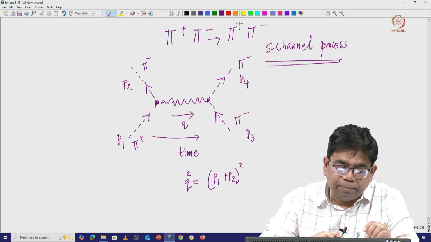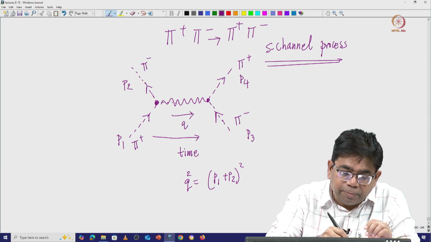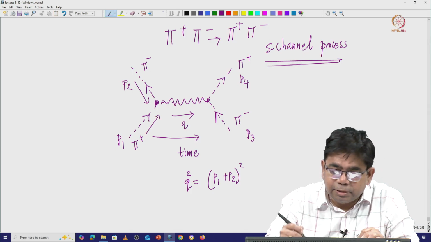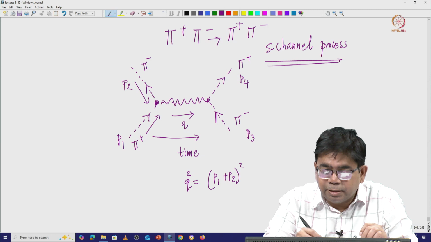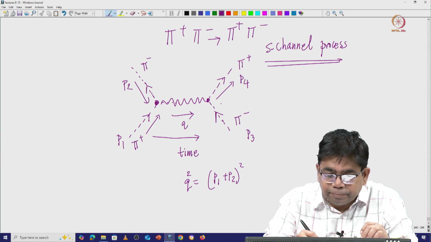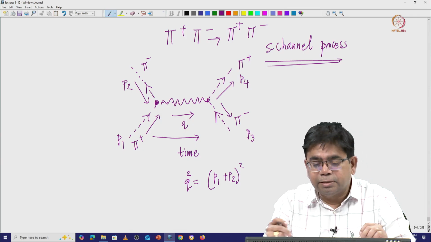We have seen that pi plus is incoming, pi minus is also incoming. The momentum direction is this, but the charge is in the opposite direction. The momentum direction is this, the charge is in the opposite direction.